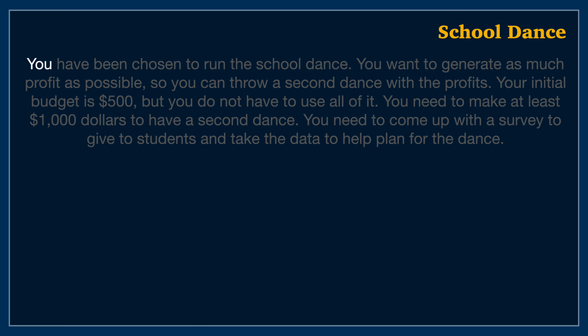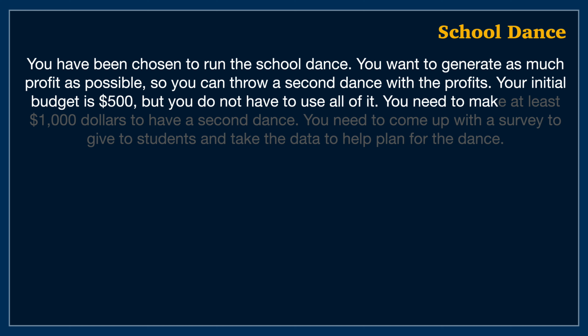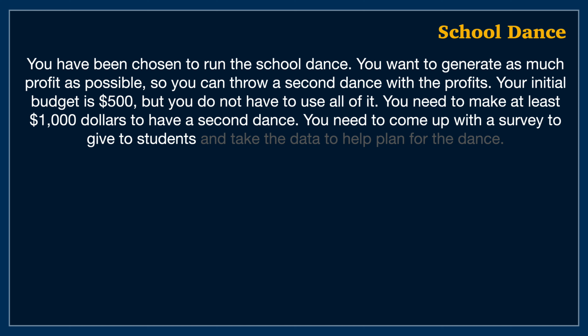This one's a little bit different, and this is the school dance scenario. So let's say that you have been chosen to run the school dance and you want to generate as much profit as possible for the school so you can throw a second dance with the profits. Your initial budget is $500, but you don't have to use all the $500. You need to make at least $1,000 to have a second chance, but that's counting the $500. So you need to come up with a survey to give students at the school and take the data to help plan for the dance.